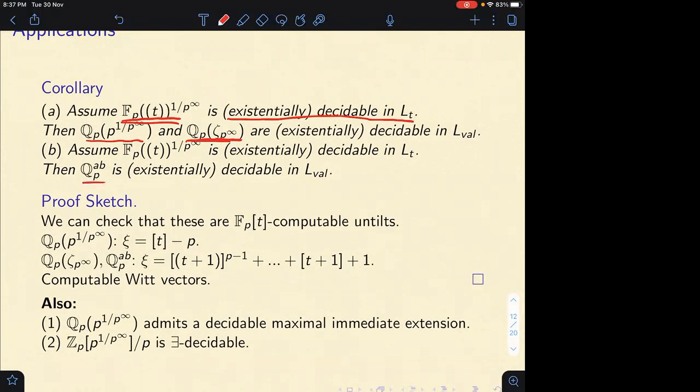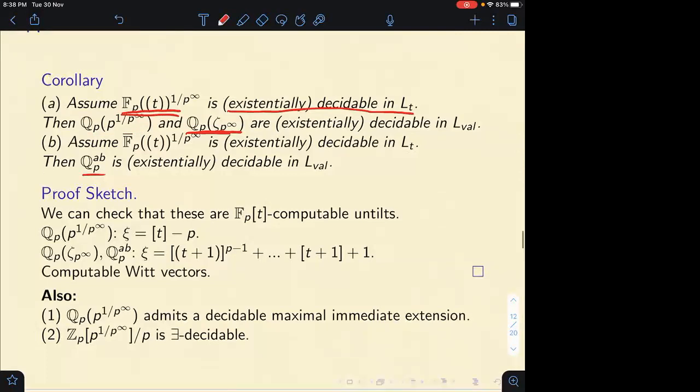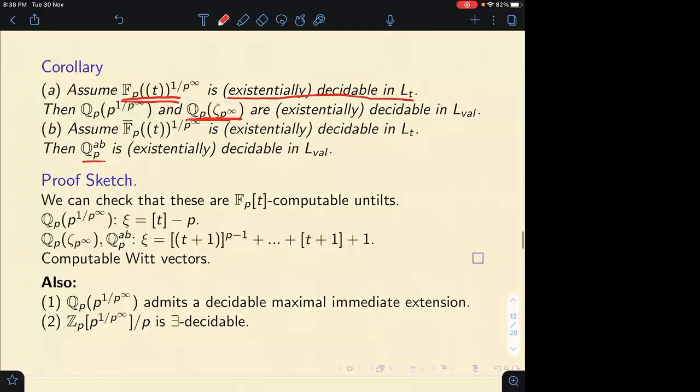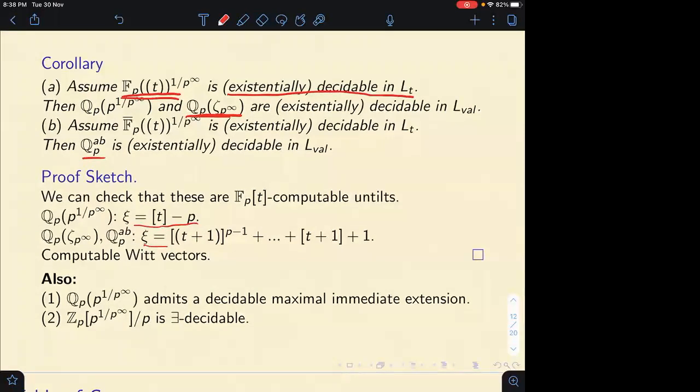Okay, and you have a similar story for Q_p abelian. Here, let me erase this red line because here I mean the algebraic closure of Q_p. So the additional work that you need to do is to actually compute the Witt vectors now and convince yourself that these have computable Witt vector expansions. So the first one is really trivial. Well, it's not trivial to compute the Witt vector, but once you know it has this simple form, then you know that this is a computable untilt, essentially, of the perfect hull. And for the other two, it's a bit more complicated, but again, it has a relatively simple form.